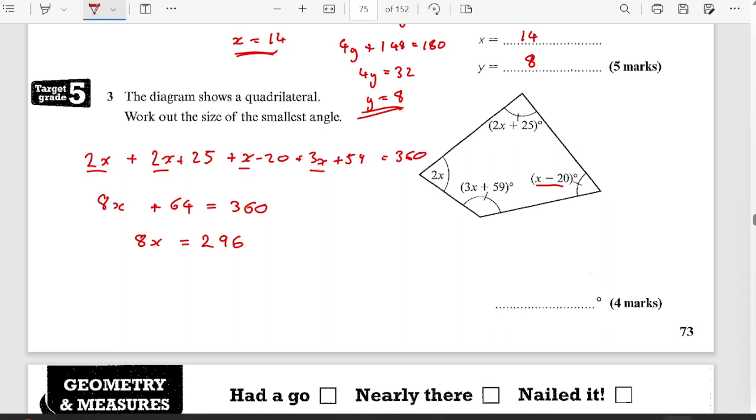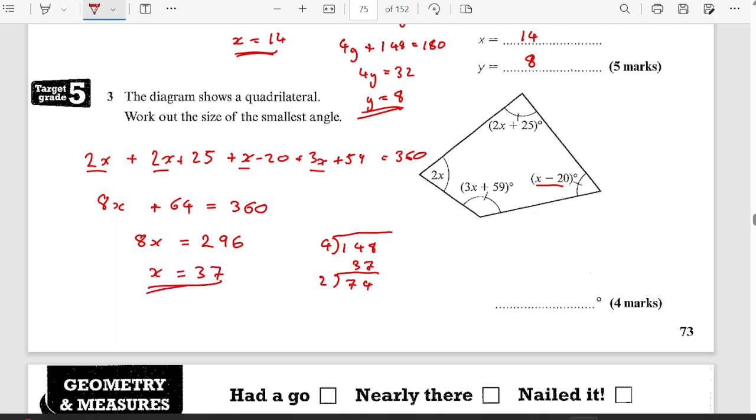And I can't do that in my head, so I'm going to make that a bit easier for me. Half both numbers, and I'm going to work out 148 divided by 4. So I'll halve it again just to make it simpler for myself. 74, so half of 74 is going to be 35, 36, 37. So x is going to be equal to 37.